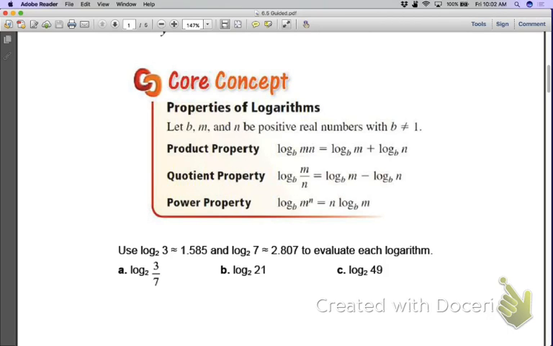Same way, if we have bases that are the same with a log, and we are multiplying two values in our log statement, so if it's log base b of m times n, we can rewrite this, what is called expanding, as log base b of m plus log base b of n. Same way works for the quotient property. If we're dividing, whatever's on top is going to get subtracted by whatever's on the bottom.